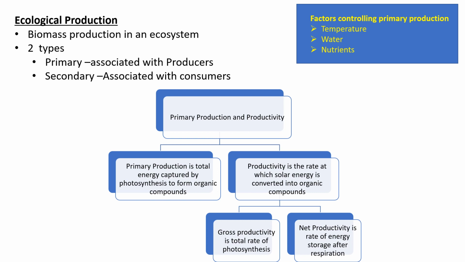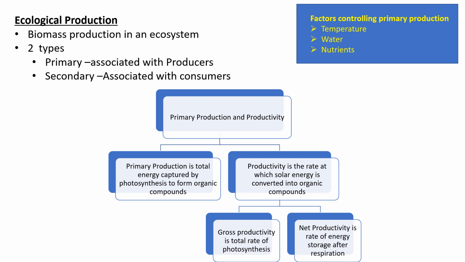Now, as you can see, the biomass production is influenced by factors such as temperature, water and nutrients. For example, we know that the rate of photosynthesis is comparatively more in the tropical region where solar energy is more available. Similarly, in water deficit regions like deserts, the primary production is very less. So it is very clear that the productivity depends on factors like solar energy, water availability, etc.